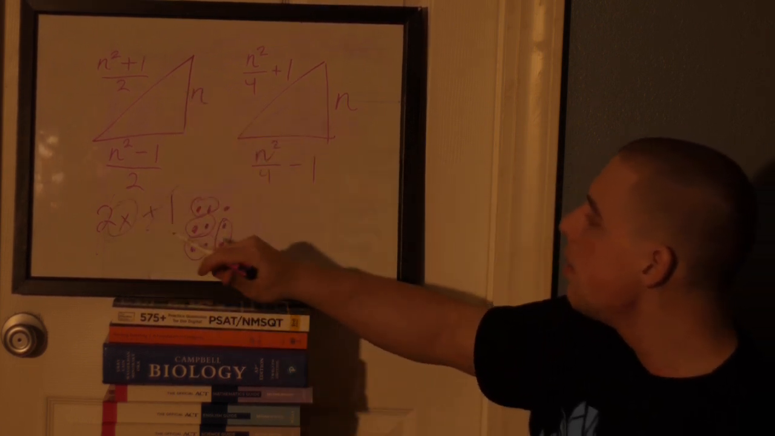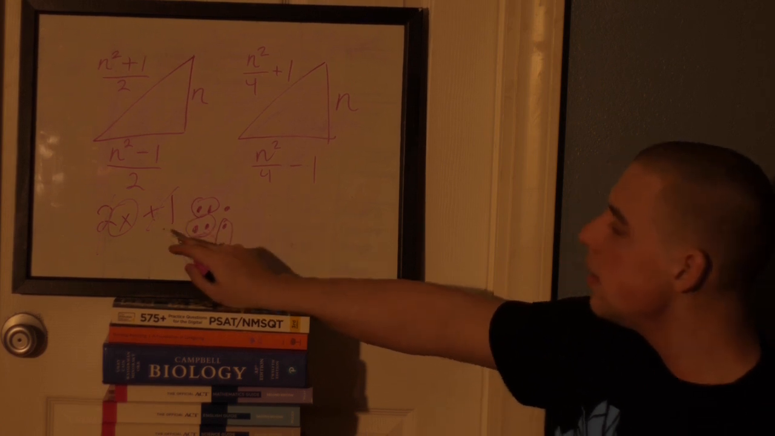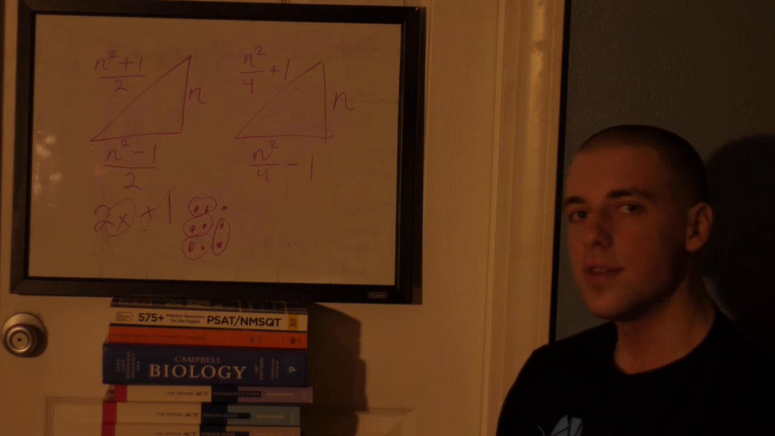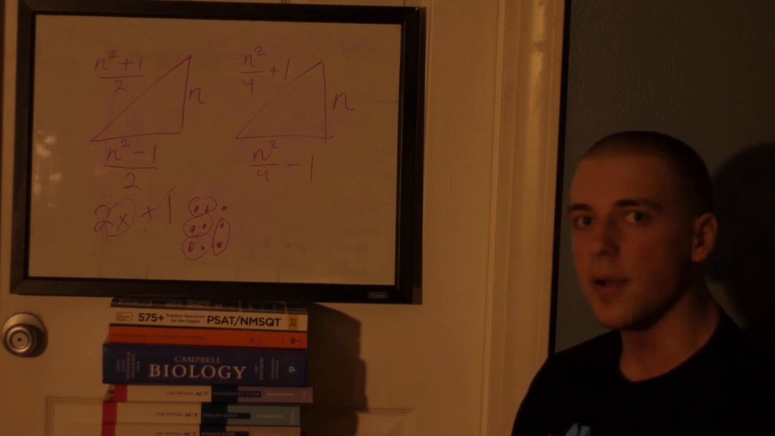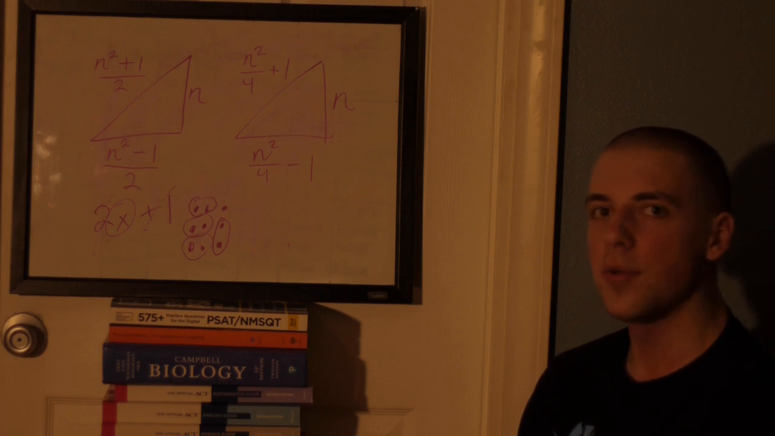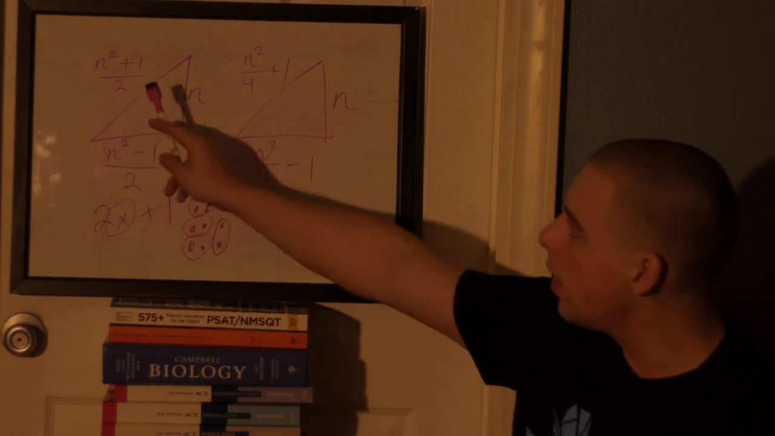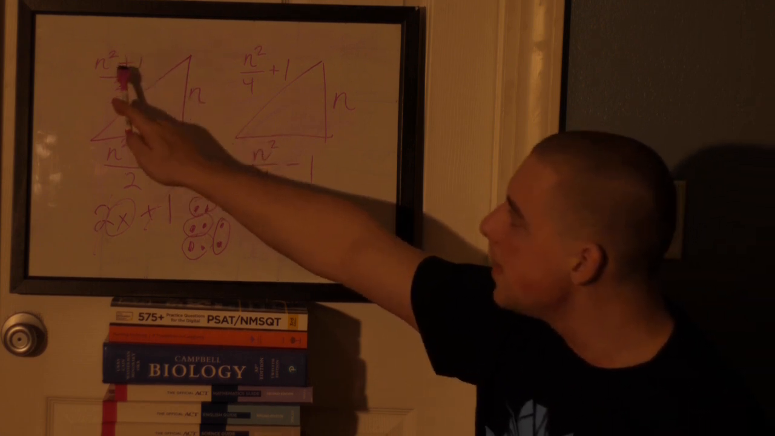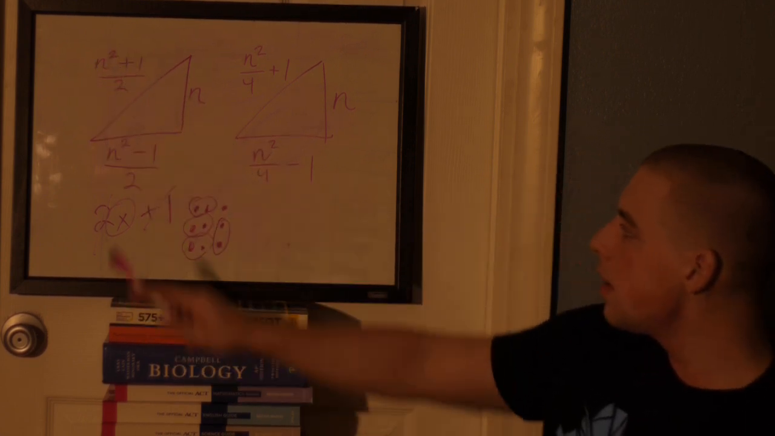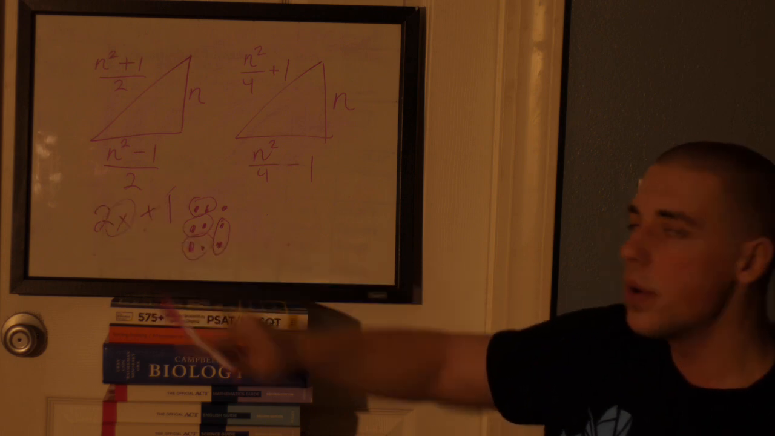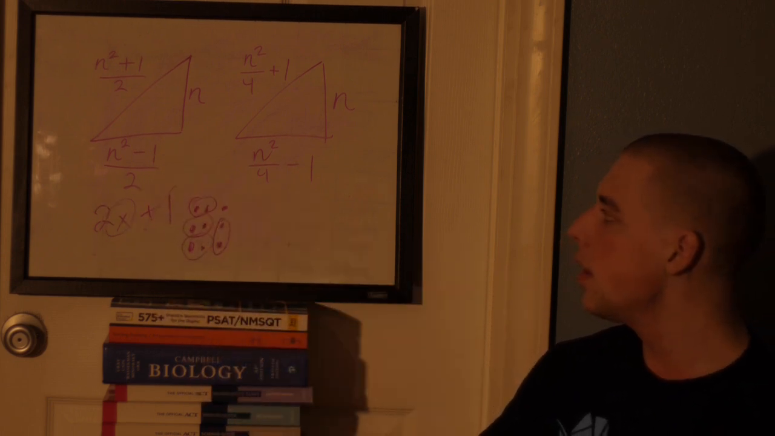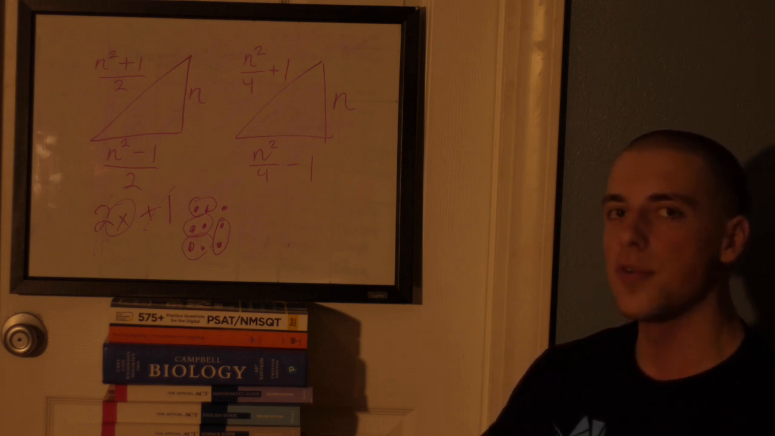Same thing with plus 1. Because if you add 1 to 2x plus 1, what you get is 2x plus 2. And then the important thing is that 2x plus 2 is also an even number, because 2 is an even number. And an even number plus an even number is an even number. So n squared plus 1 over 2 is always going to be an integer because it's always going to be an even number over 2. Same thing with n squared minus 1 over 2. Always an integer because n squared minus 1 is always an even number. And an even number divided by 2 is always going to be an integer.